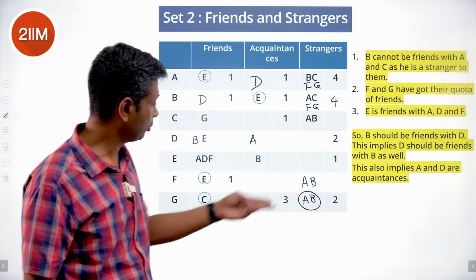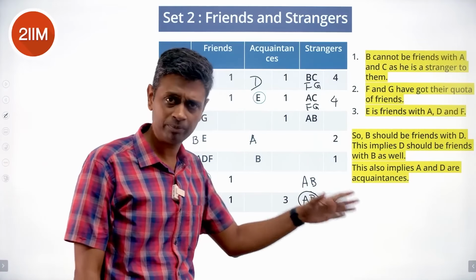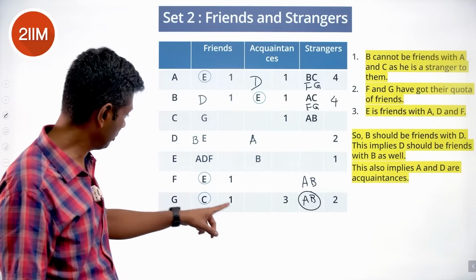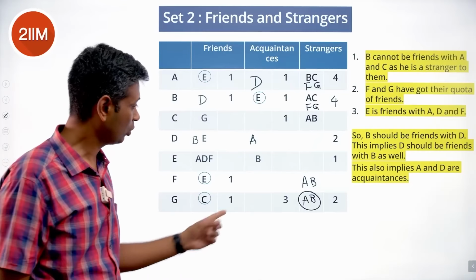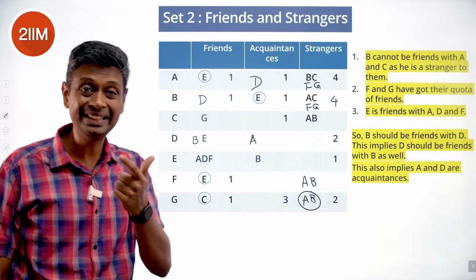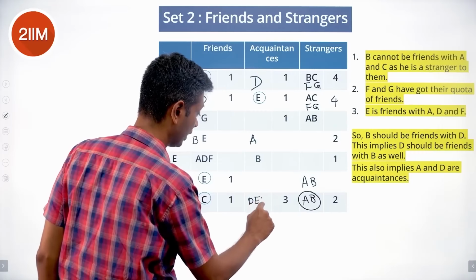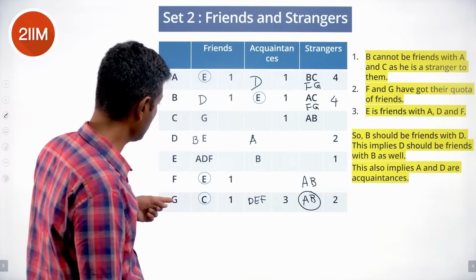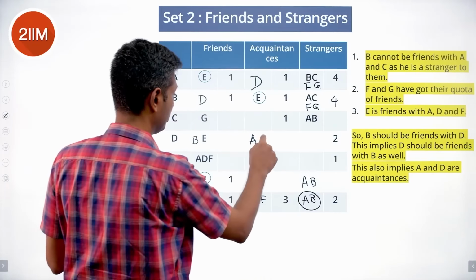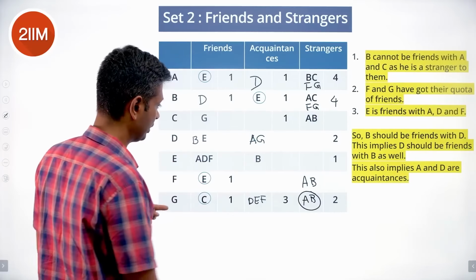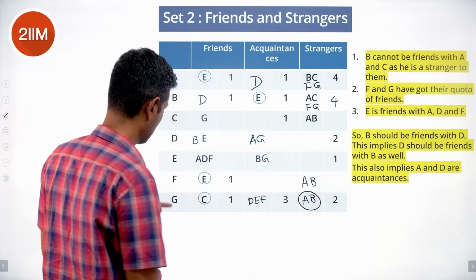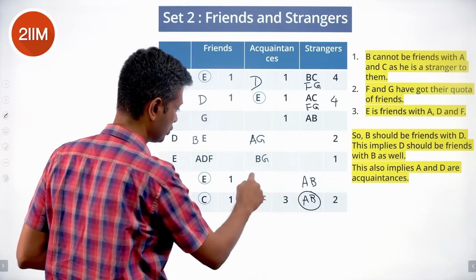Gowtham has only 2 people who are strangers to him, that is A and B. Gowtham has 1 person who is a friend, that is C. So A, B, C are accounted for. D, E, F are acquaintances. So I'm going to put D, E, F. So D and G are acquaintances. So this should be G. E and G are acquaintances. There should be a G here. F and G are acquaintances. There should be a G here.